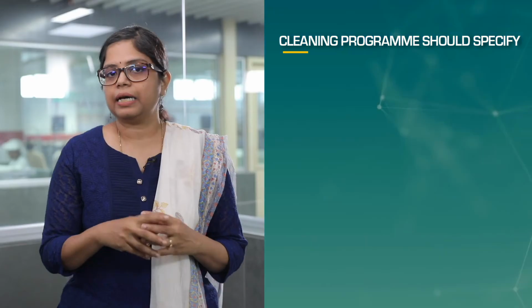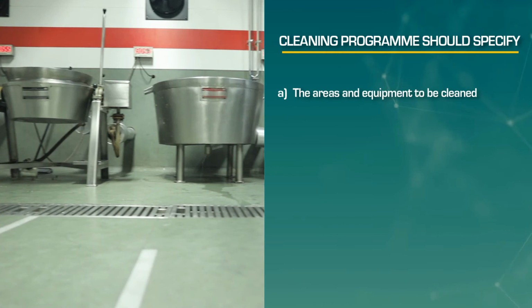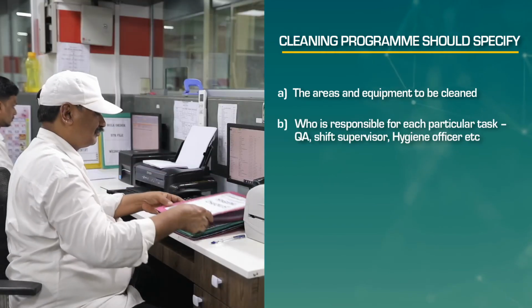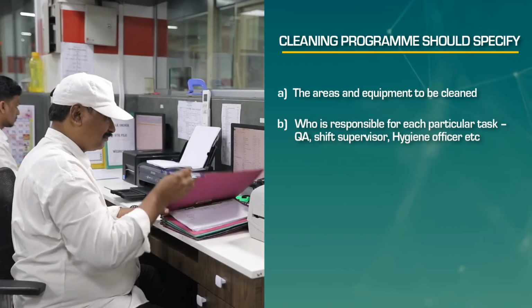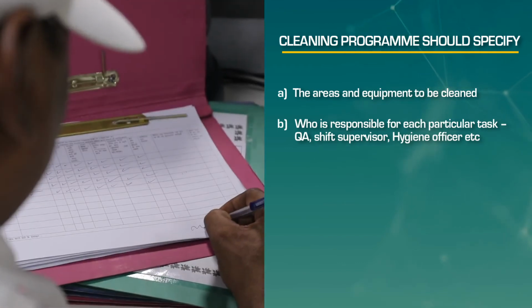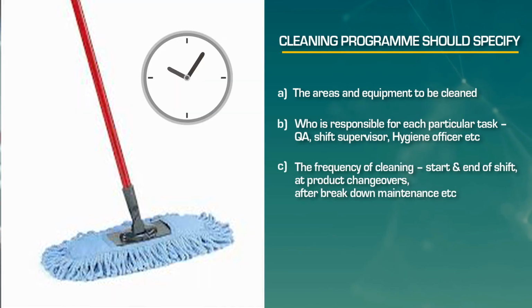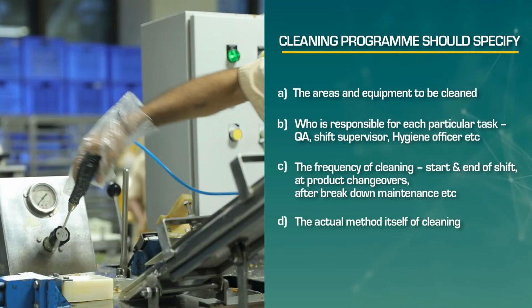A cleaning and sanitation program should be drawn up, implemented, and relevant records maintained for the same. The cleaning program should ensure that all areas of the facility are appropriately clean and should include the cleaning of cleaning equipment as well. The cleaning program should specify the area and equipment to be cleaned, the responsibility, who is responsible for every particular task, is it QA, hygiene supervisor, shift supervisor, etc. The frequency of cleaning. Does cleaning happen at start and end of every shift, at product changeovers, after breakdown maintenance, etc. The actual method itself of cleaning.